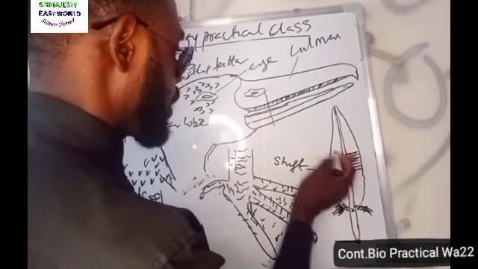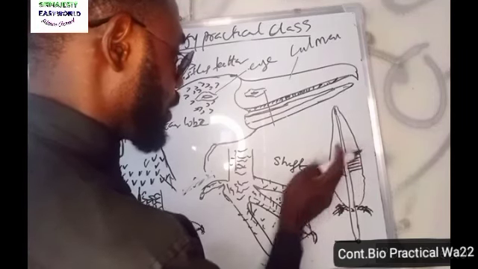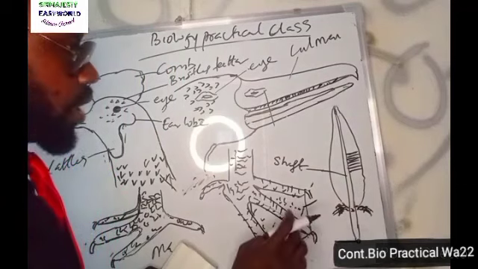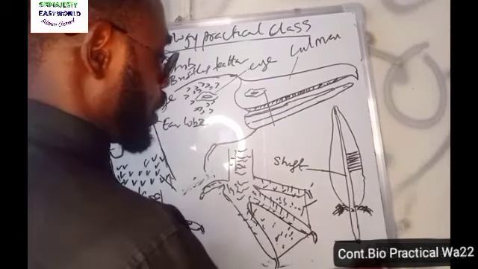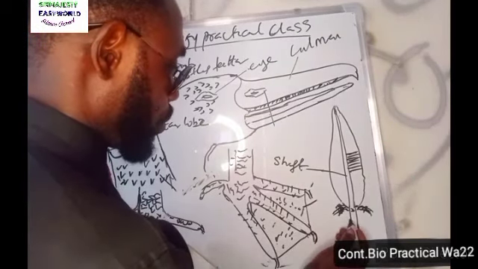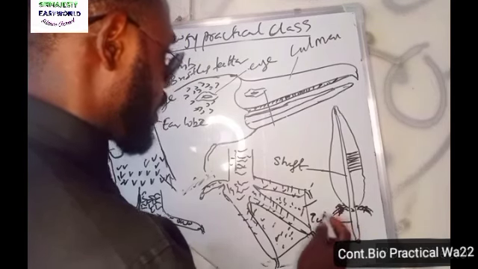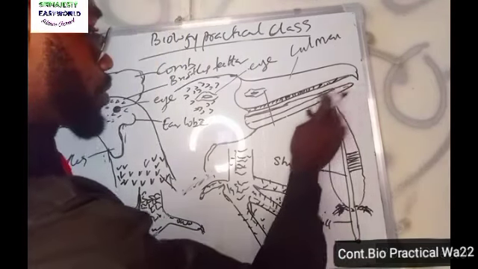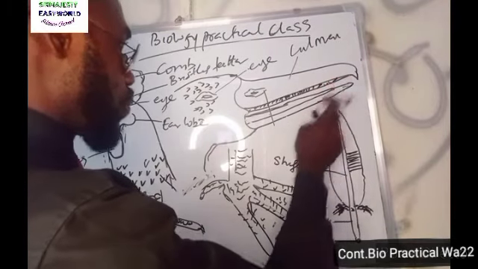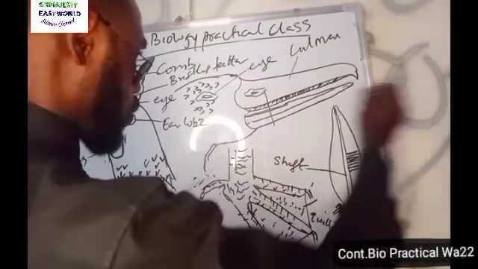The shaft is the middle one. Here is the blade, or we call it the vane, or the barbules, B-A-R-B-U-L-E. Then I say here is the inferior umbilicus. Then here is the quill, and hence the name, quill feather. Remember that your drawing must have a caption. This is quill feather. You write it on top.